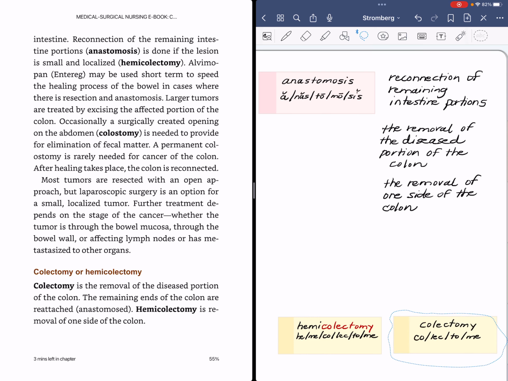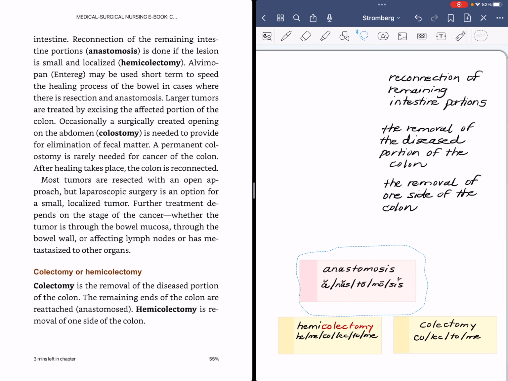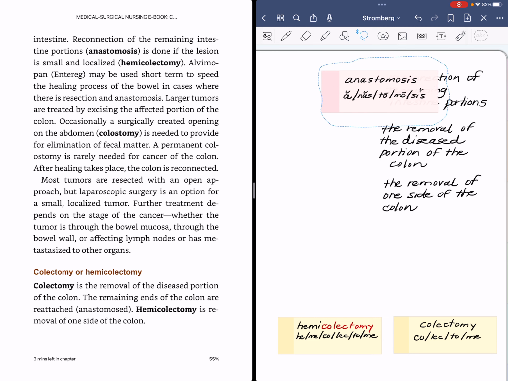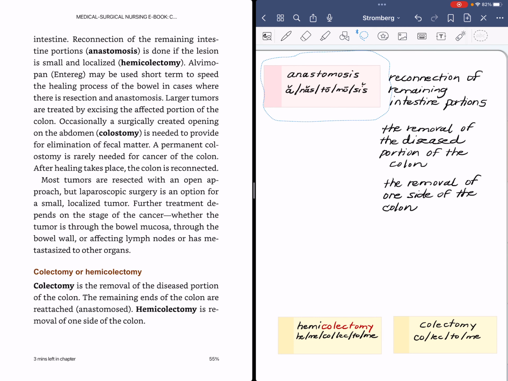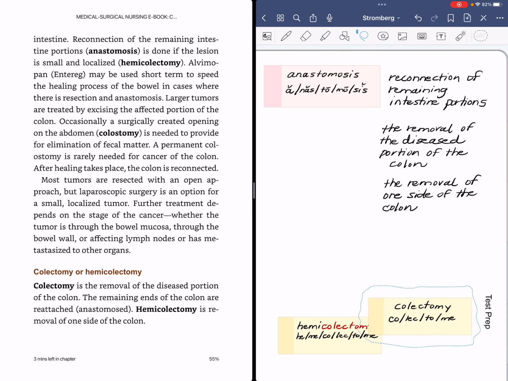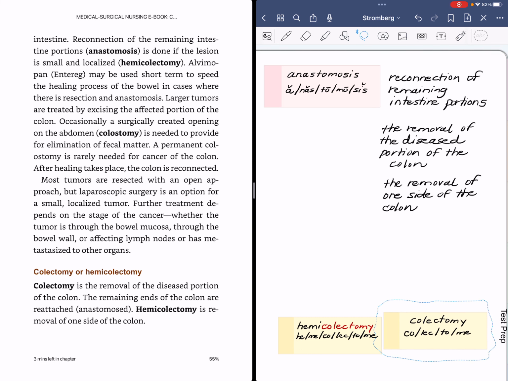And then every day, at least once a day, while I was in the chapter, I would go through with my Post-its and match my definitions. So I would read the definition, reconnection of remaining intestine portions. I know that that goes with the word anastomosis. So I would match those words to the definitions. Ectomy is removal of the diseased part of the colon.